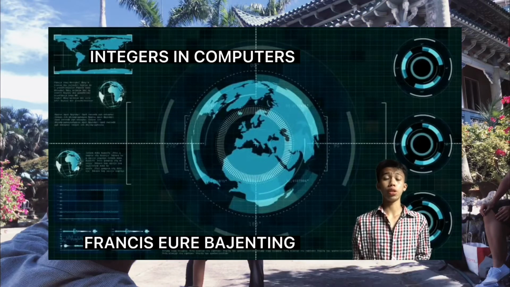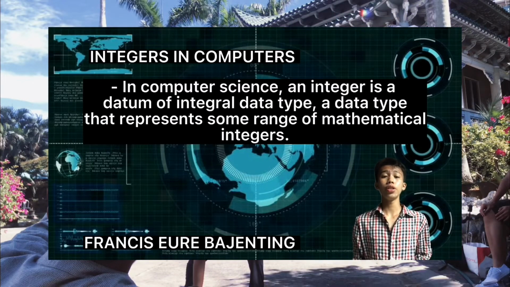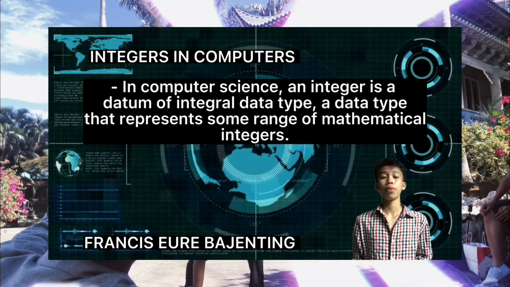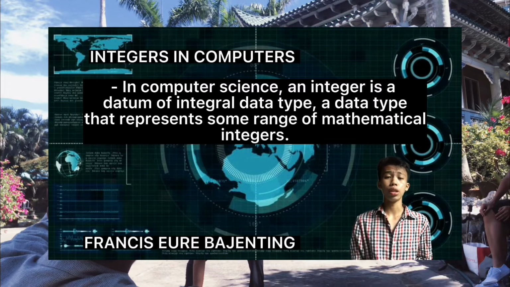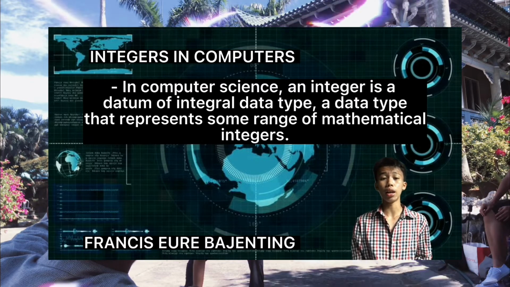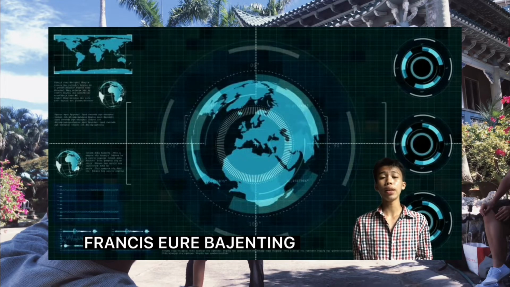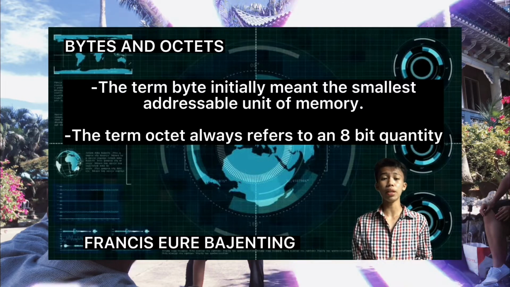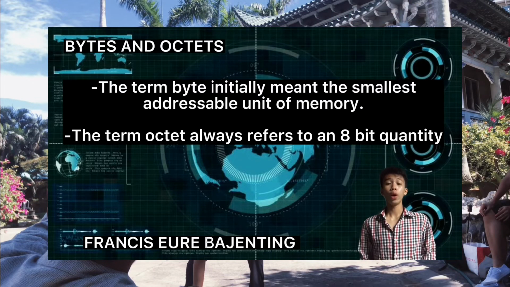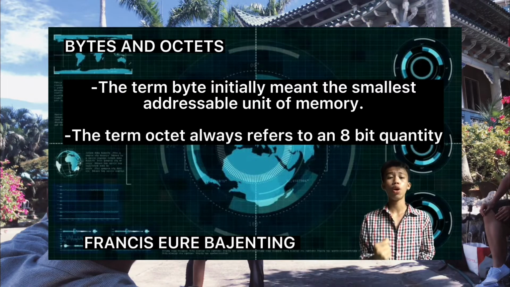Integers in computers. In computer science, an integer is a datum of integral data type, a data type that represents some range of mathematical integers. Integral data types may be of different sizes and may or may not be allowed to contain negative values. Bytes and octets. The term byte initially meant the smallest addressable unit of memory. In the past, 5, 6, 7, 8, and 9-bit bytes have all been used, while the term octet always refers to an 8-bit quantity.